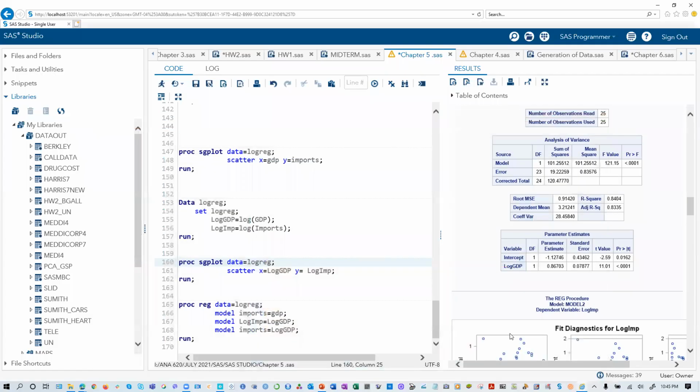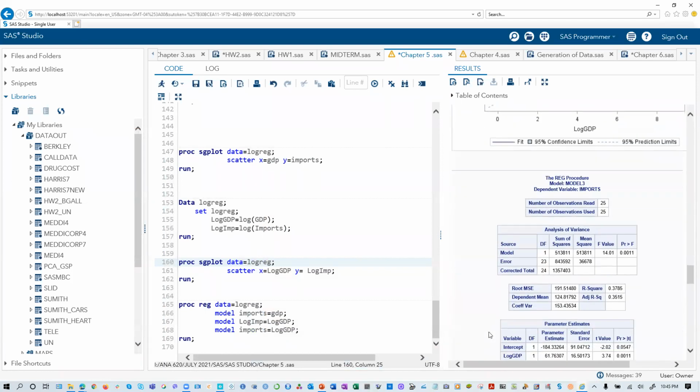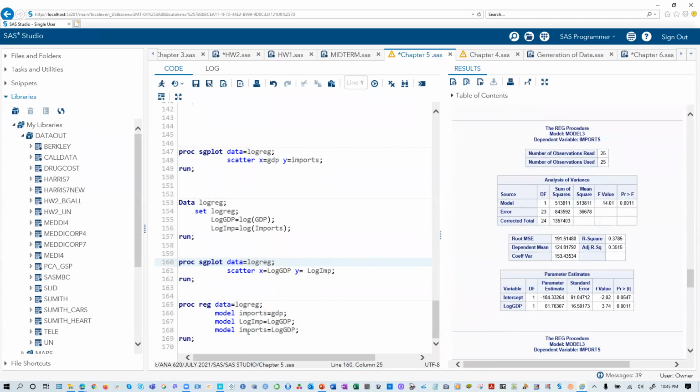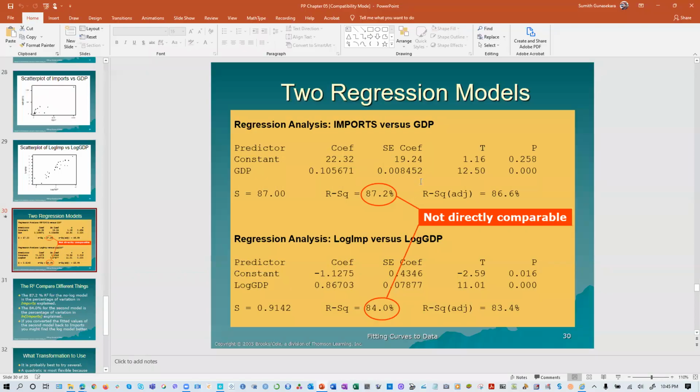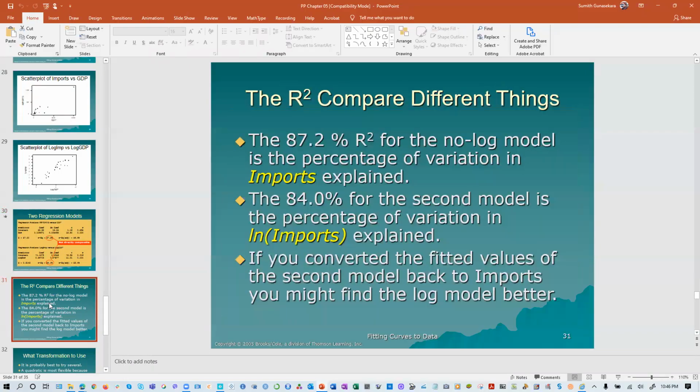Now what are they going to do? Here again, you put the log GDP, and then you take out the log on the other one. Look at what happened to R squared, drastically going down: 0.37. You might try different ways, but out of these 3 models, you're going to see which model would be the best one for comparison and contrasting. They cannot compare these 2. But, as the side note here says, R square compares different things.